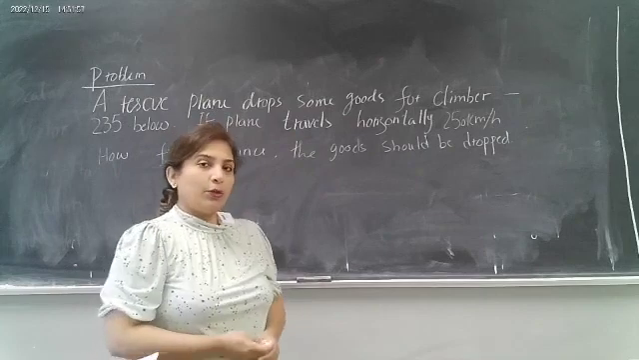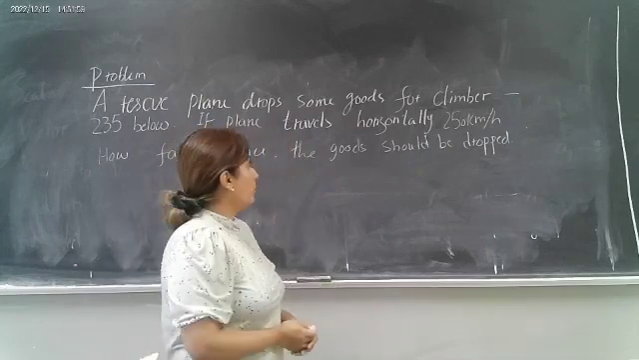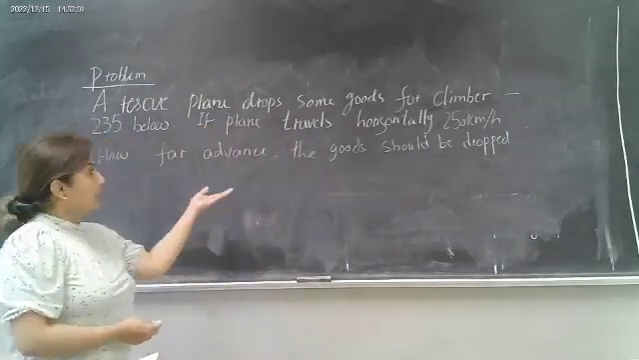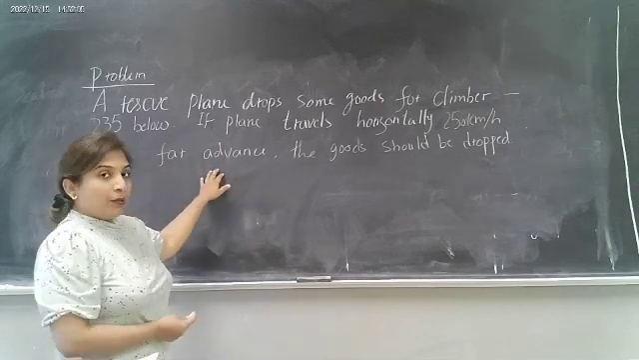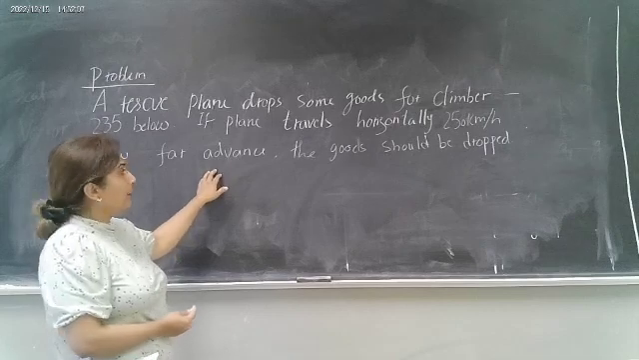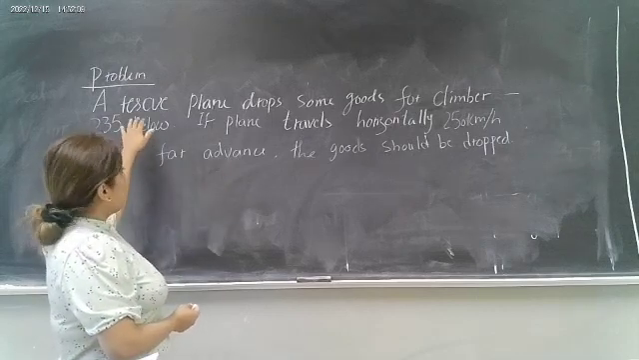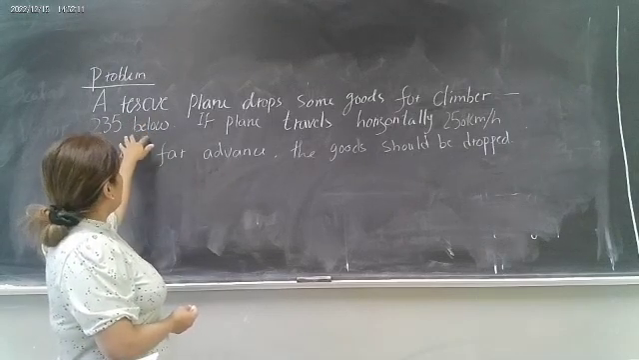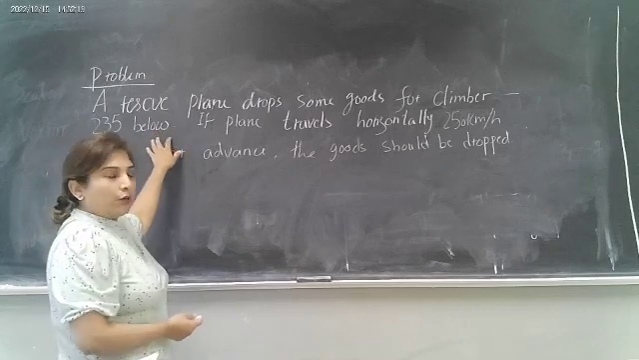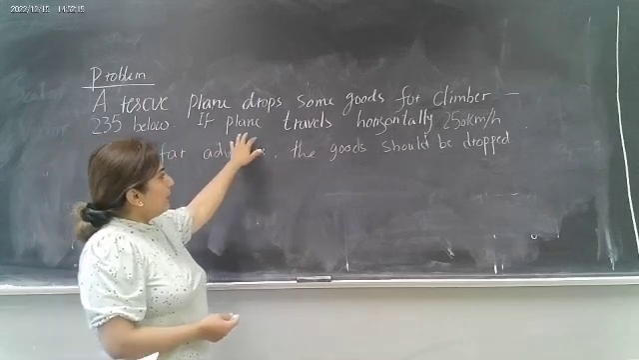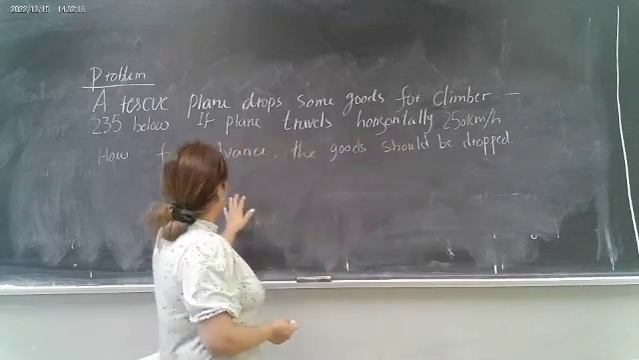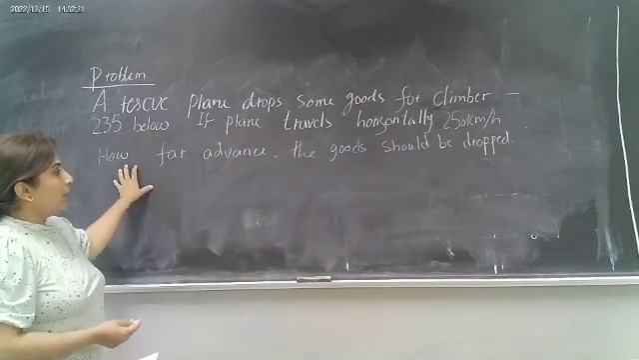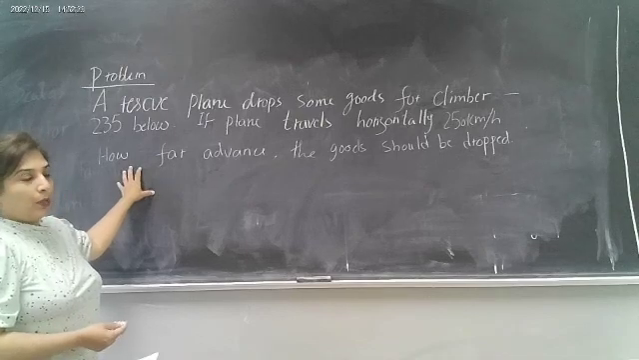Hello everyone, I'm going to cover a problem for projectile motion. I have written the problem here. A rescue plane dropped some goods for the climbers who are stuck on the top of a cliff, and that cliff is about 235 meters below the location of the helicopter. If the plane travels only horizontally at 250 km/h, how far in advance should the goods be dropped?